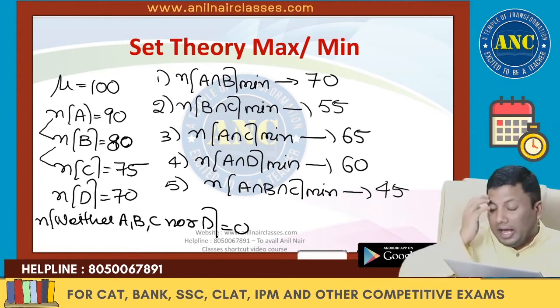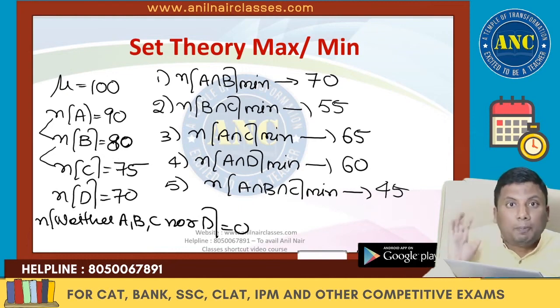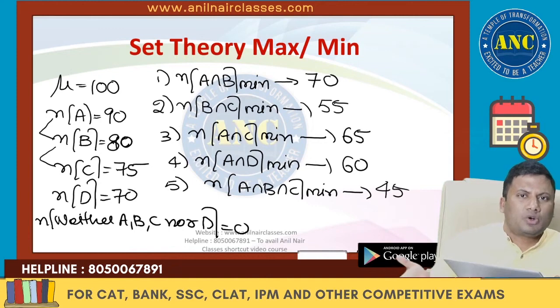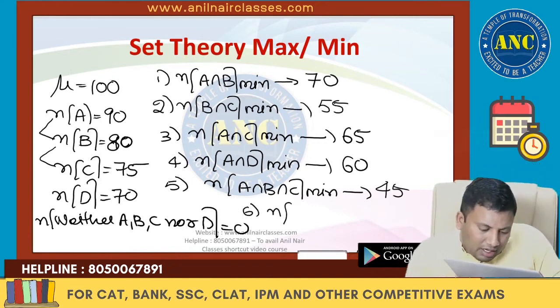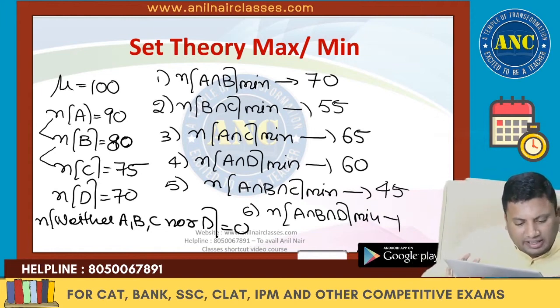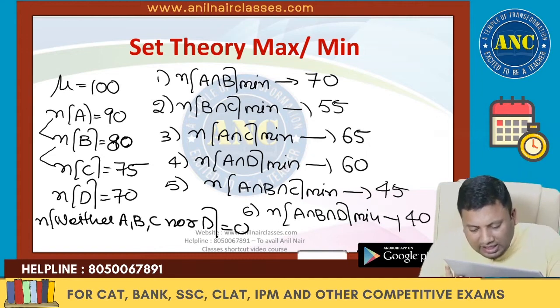Single step. I have seen some books, some CAT papers where they are solving a full page and the teachers are telling please skip this question. Why skip a question which can be solved in seconds? Next one, N of A intersection B intersection D. A, B, I got 70, 70 with 70, 140, 140 minus 100, it is 40.